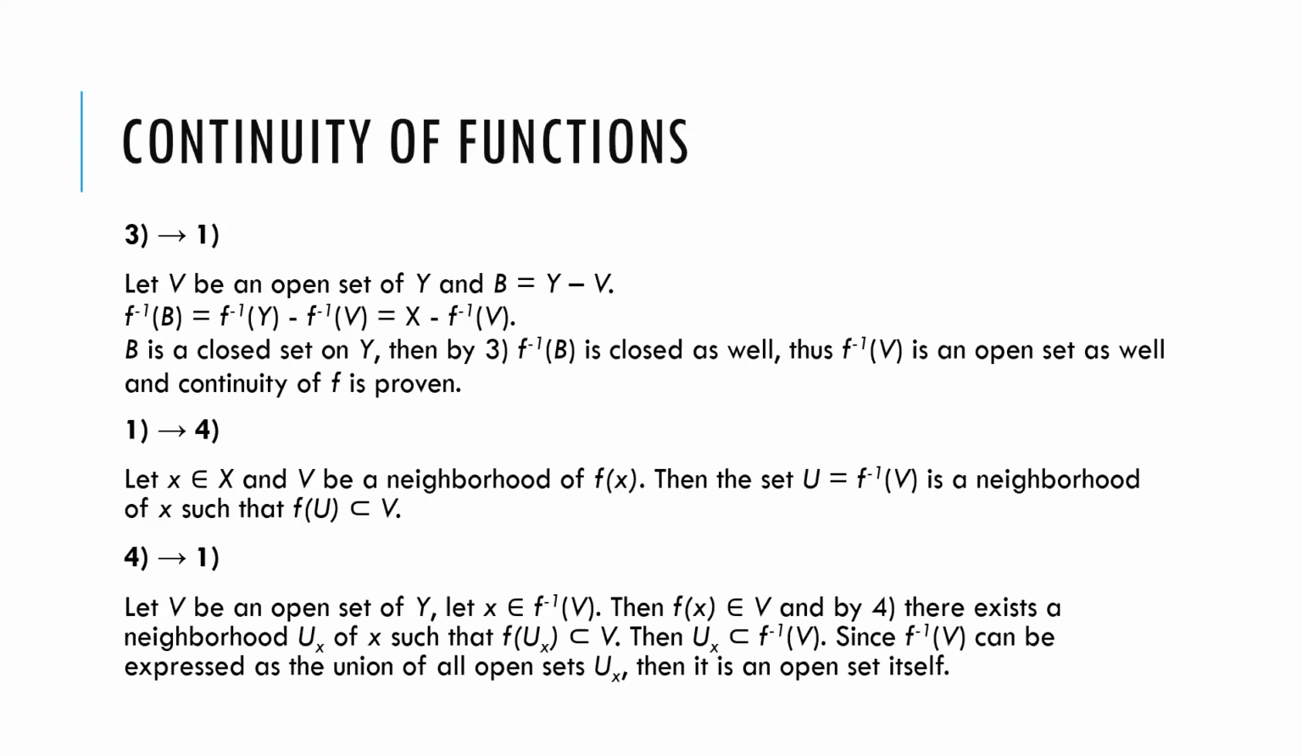So if little x belongs to X and V is a neighborhood of f(x), then the set U, which equals the inverse image of V, would be a neighborhood of x such that f(U) is a subset of V. And then if we go the other way around to prove 1 from 4, if we have V as an open set of Y and x belonging to the inverse image of V, then f(x) would belong to V. And by proposition 4, there would exist a neighborhood Ux of x such that f(Ux) is a subset of V.